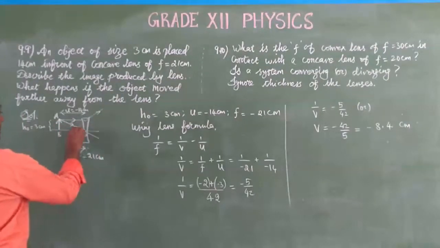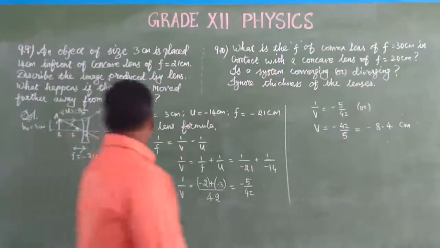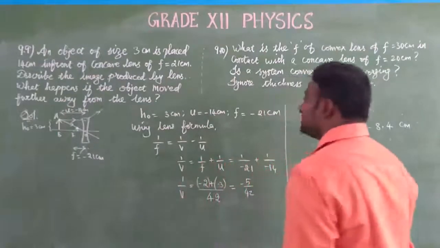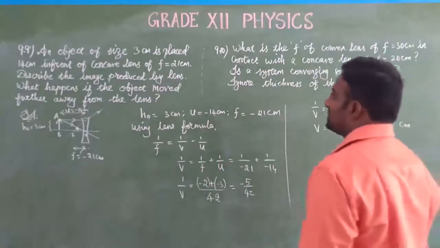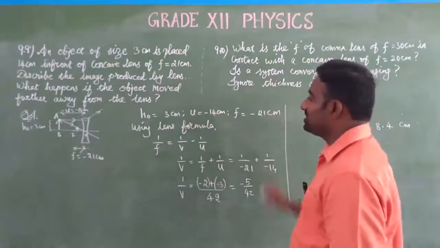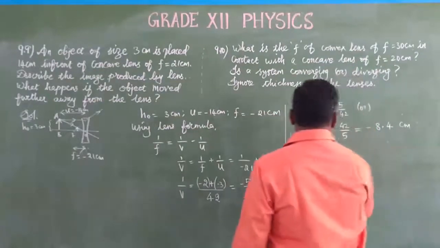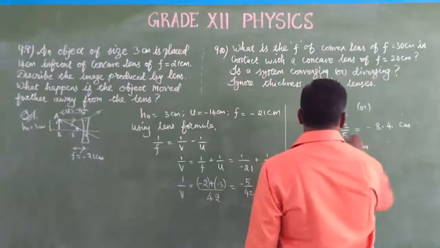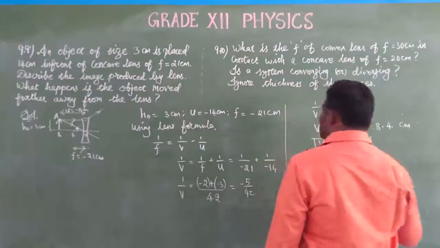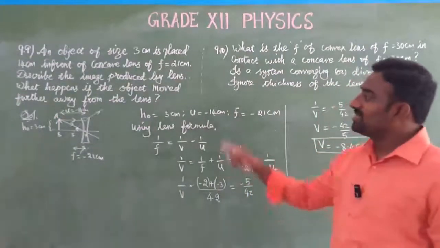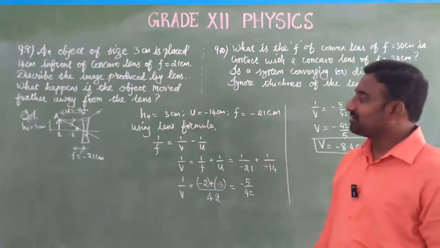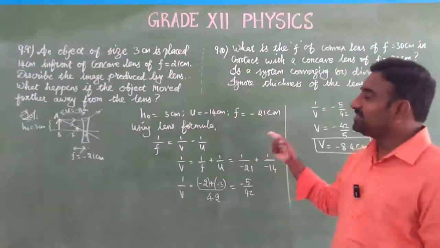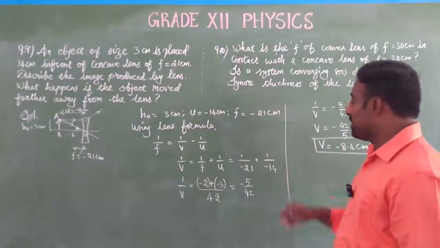So the image forms here, less than the focal length. Yes, the image forms less than the focal length. Since the focal length is 21 millimeter, the image distance is minus 8.4 millimeter. Now we want to identify what happens to the size of the image when the object moves further away from the lens.